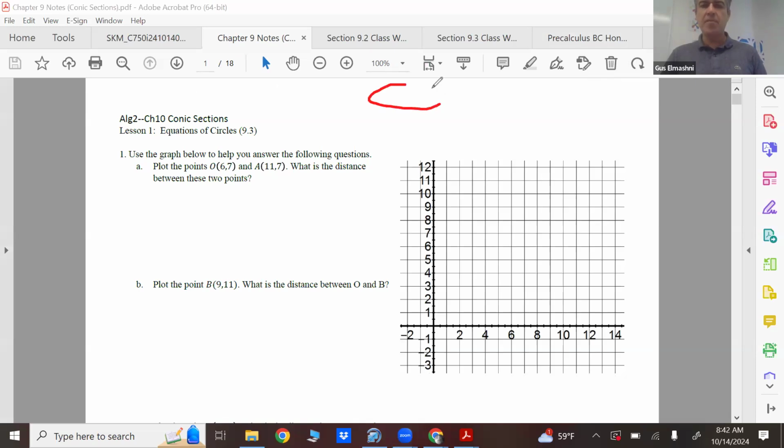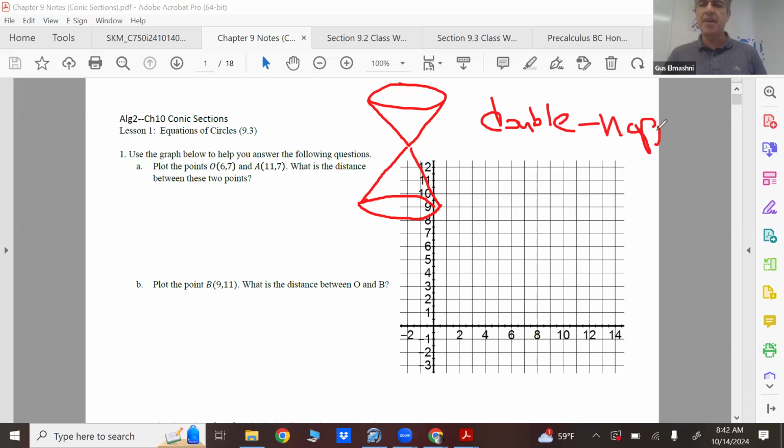If I get a chance to go to Michael's Arts and Crafts store, I'll try to bring some styrofoam cones and maybe use a sharp knife, maybe from the hearth downstairs, and cut it. So if you take, this is called a double napped cone. I'm not sure. I know the double part, but why napped? I don't know what that means, but I guess because the points are going towards each other. It's called a double napped cone.